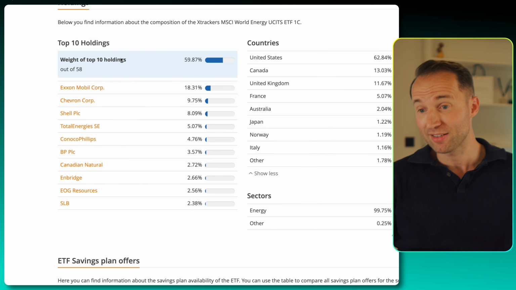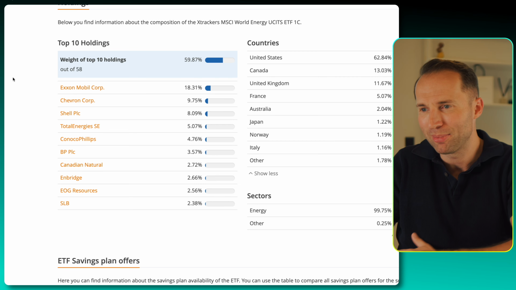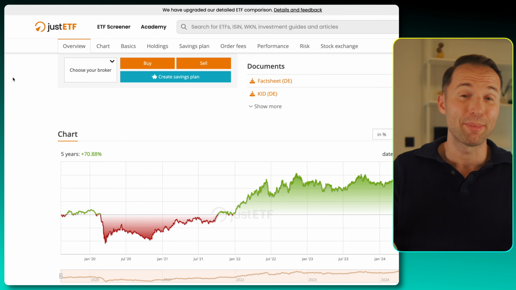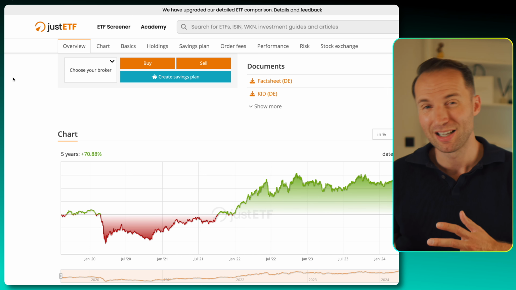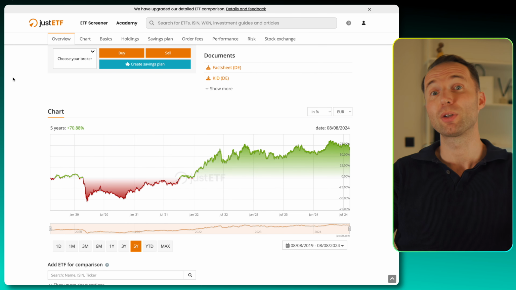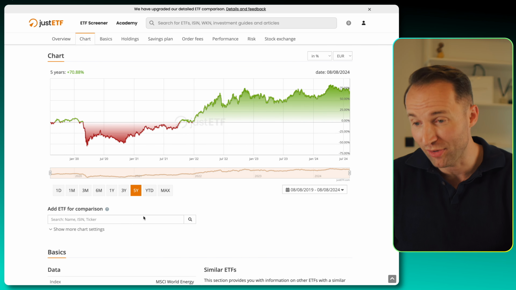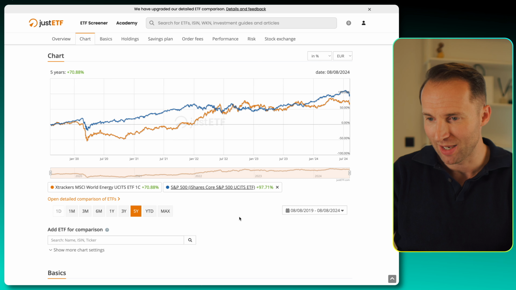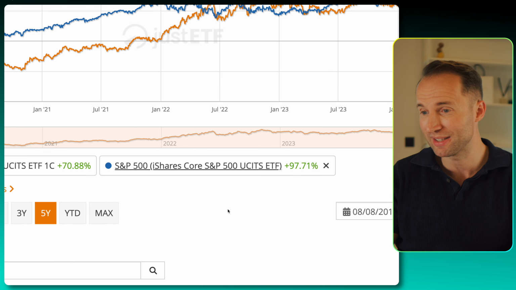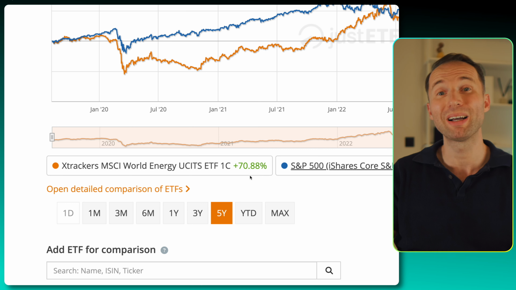So that's really heavily into energy, which, as I said, I was quite surprised by over a 3-year period. Again, of course, there are some macroeconomic and political reasons. We've seen conflicts across different countries and regions, which has led to petrol prices and energy prices going up. So let's see how they did over a 5-year period versus the S&P. Once again, I pull up both. And here we see the S&P actually grew by 97%, while the energy fund only grew by 70%.